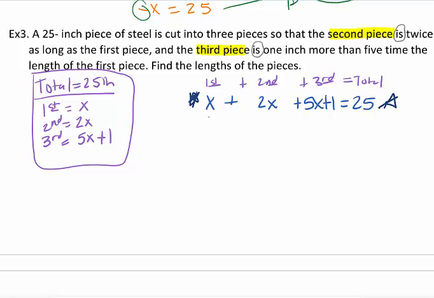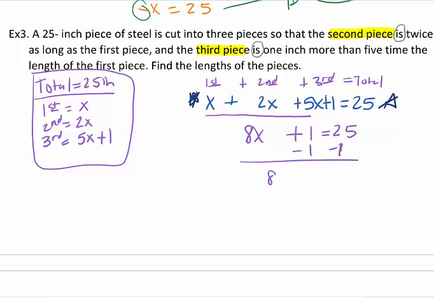So now we're going to collect like terms. So 1 plus 2 plus 5 gives me 8x. Subtract 1 from both sides. I get 8x equals 24. Divide both sides by 8, x equals 3. This is what I like about organizing. There's no guesswork now what x is equal to.